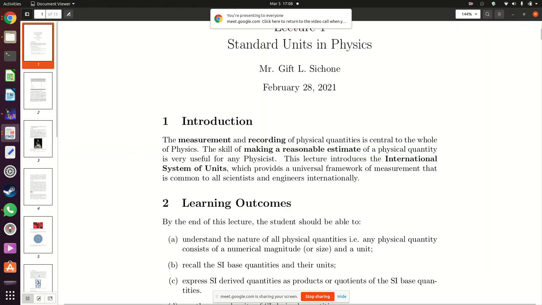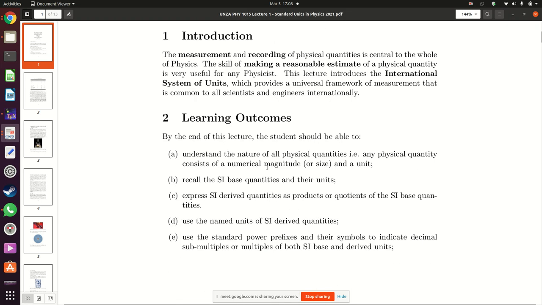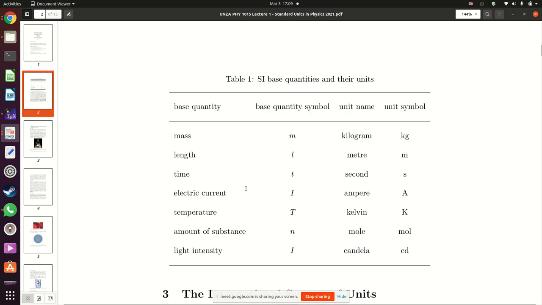Okay, so yesterday we introduced this framework of measurements called the International System of Units, and we pointed out the fact that physical units in this system are divided into two groups, which are the base quantities and the derived quantities. And these are the base quantities: mass, length, time, electric current, temperature, amount of substance, and light intensity. Their symbols, the names of the units, and also the unit symbols.